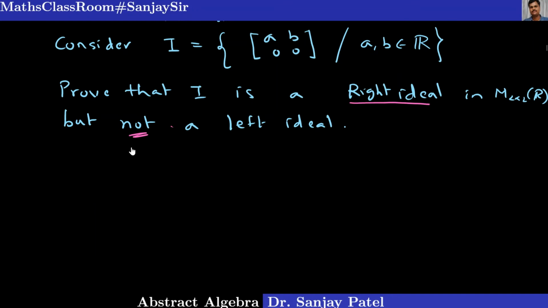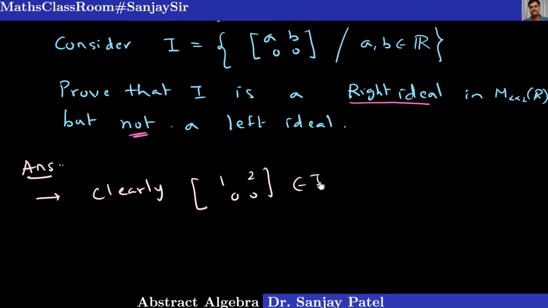The proof goes in a similar way. I will just prove the main things. First of all, note that it is a non-empty set. So clearly the element 1, 2, 0, 0 belongs to I because I contains all such matrices. It indicates that I is a non-empty set. So this is my first result.